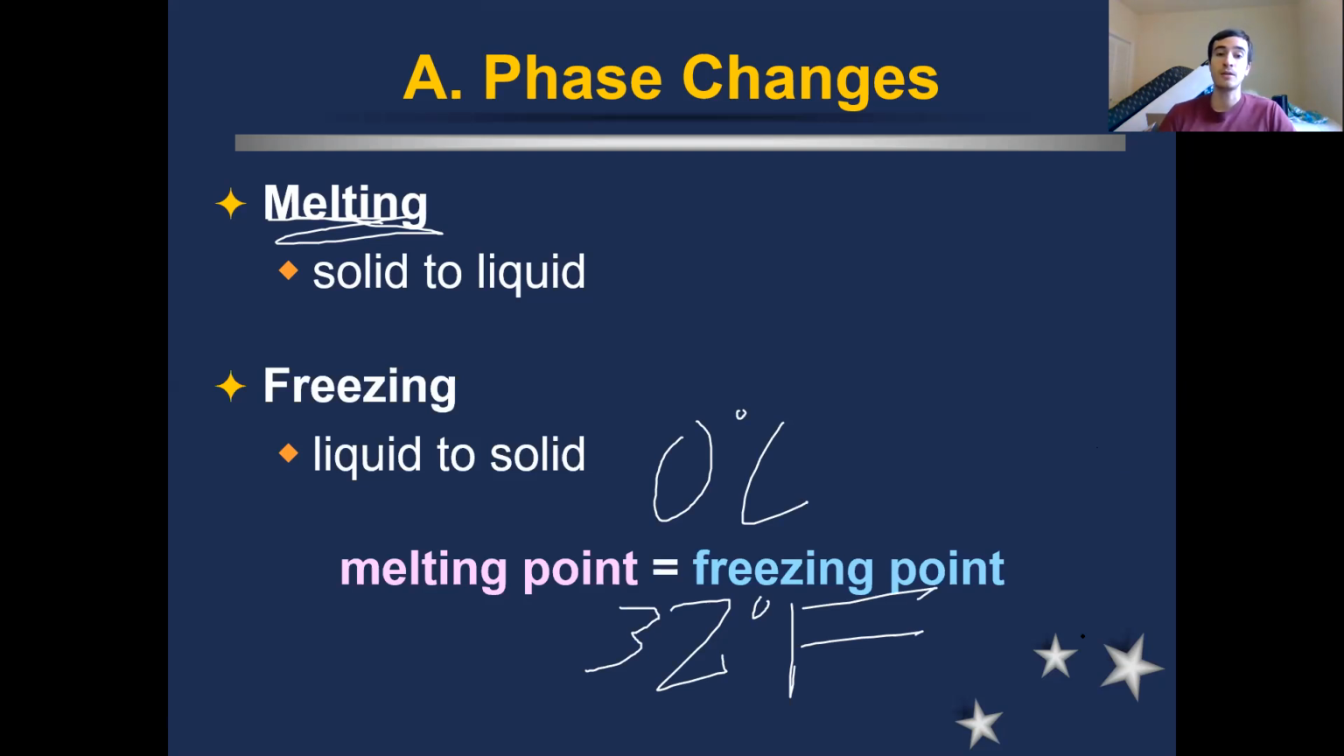So if you get water and you take it below 0 degrees Celsius or 32 degrees Fahrenheit, at -1 degrees Celsius or at 31 degrees Fahrenheit, it will start freezing. It'll start turning into ice. If you take ice and put it somewhere that's 1 degree Celsius or 33 degrees Fahrenheit, it will start melting into a liquid. So the melting point or freezing point just describes the temperature that melting and freezing happens.